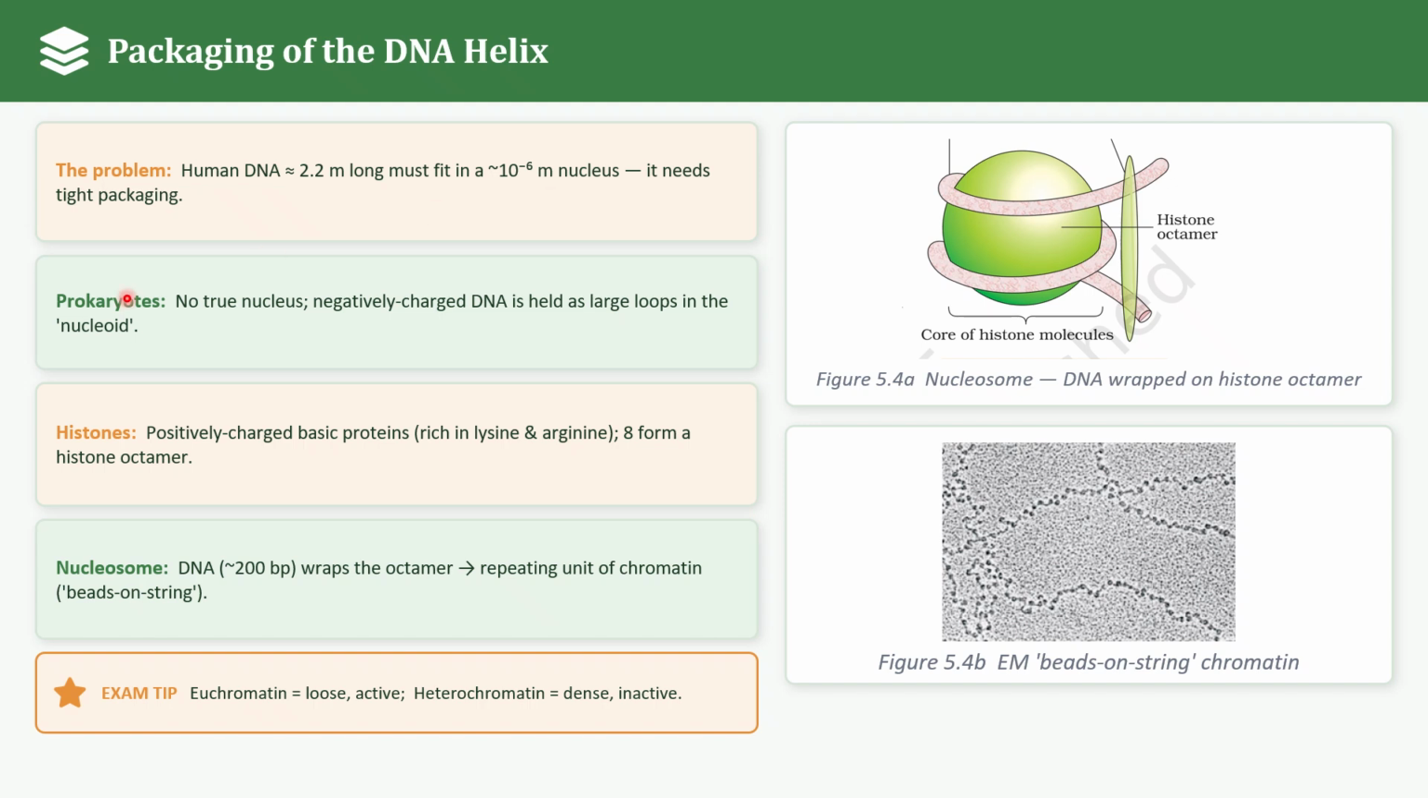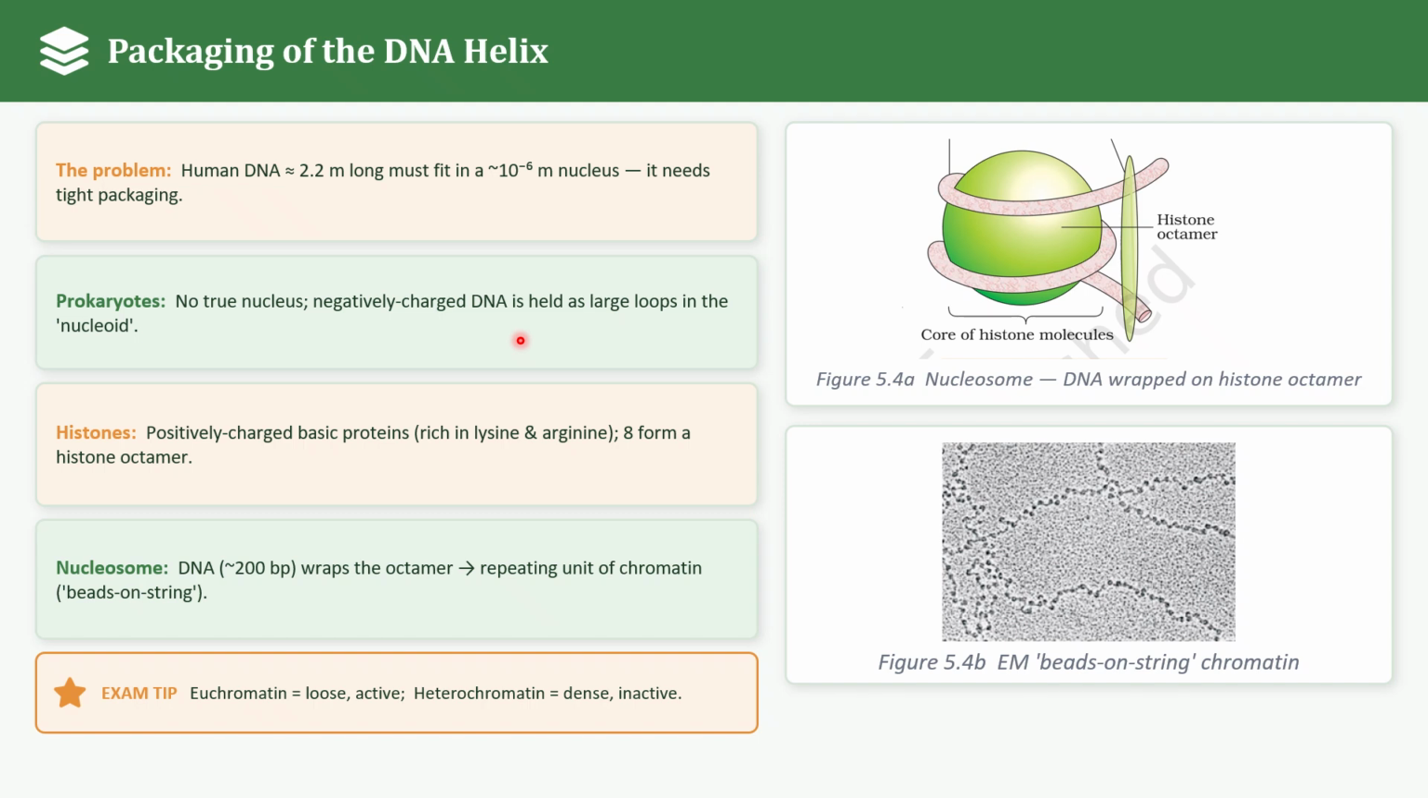Let's see DNA packaging in prokaryotes. Prokaryotes do not have a true nucleus. Their DNA is found in a region called the nucleoid. And the DNA is negatively charged because of the phosphate group. To fit inside the bacterial cell, it forms large loops. We have already studied our bacterial cell, right? So it has large loops held together by proteins present in the nuclear region. But although the DNA is compact, it is not wrapped around histone proteins like in eukaryotes.